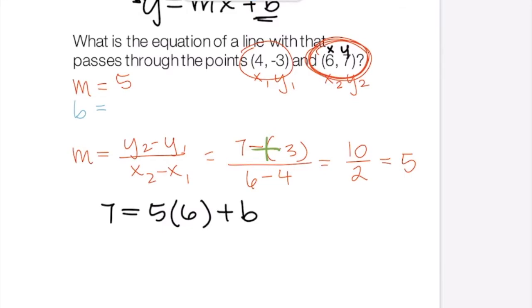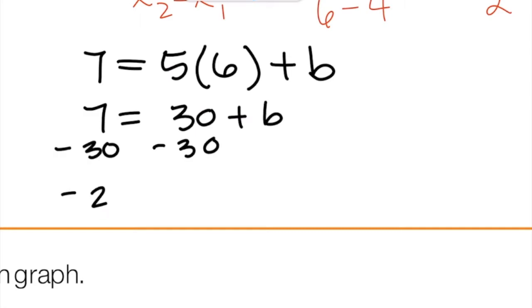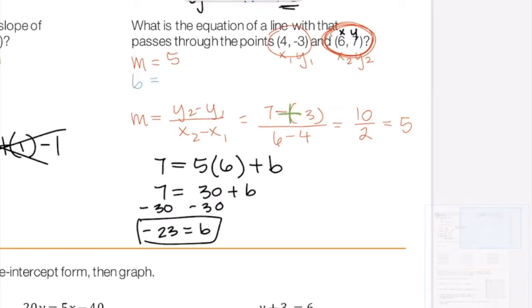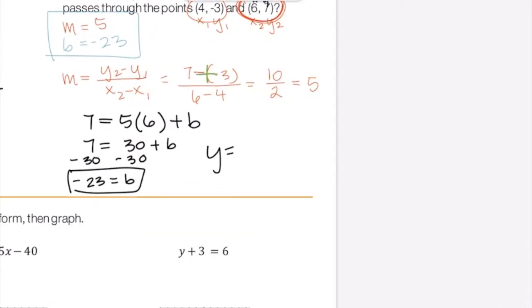And now, back to the beginning of the year, we're solving for b. 5 times 6 is 30. We'll subtract 30 from both sides and get negative 23 is equal to b. Now we have all of the information we need. The slope is 5, the y-intercept is negative 23, so therefore our equation is, remember, put x and y back in, so our equation is y = 5x minus 23.